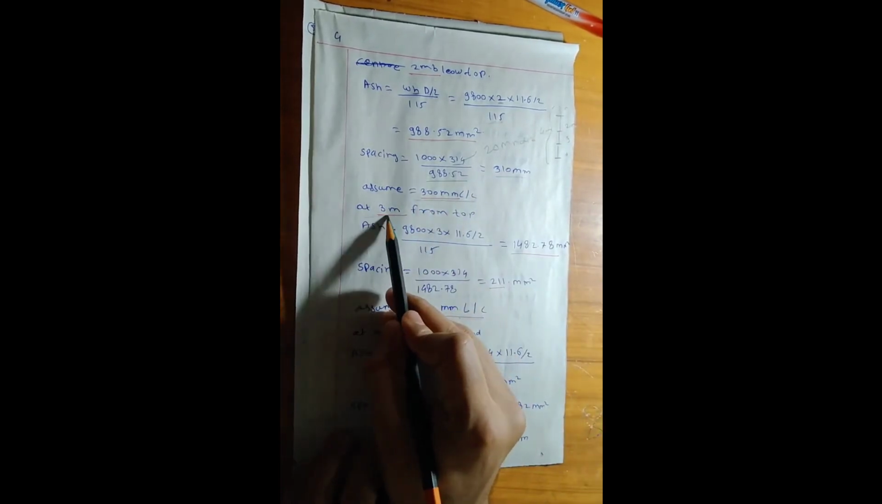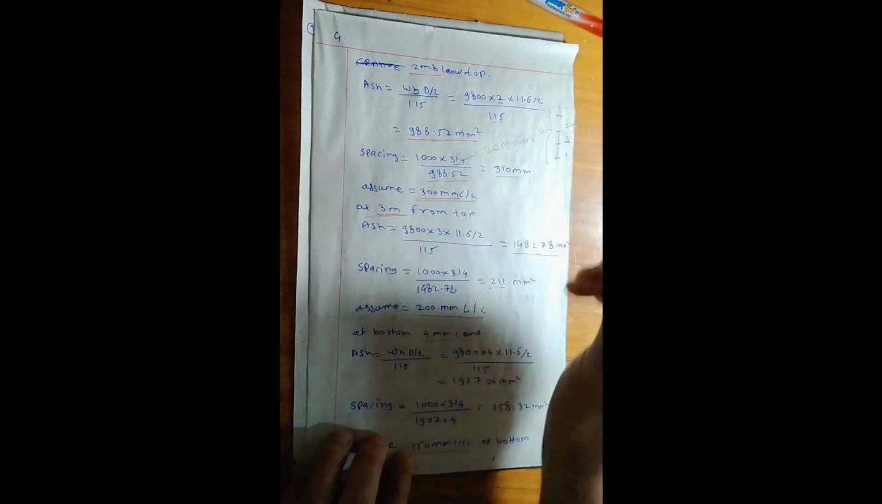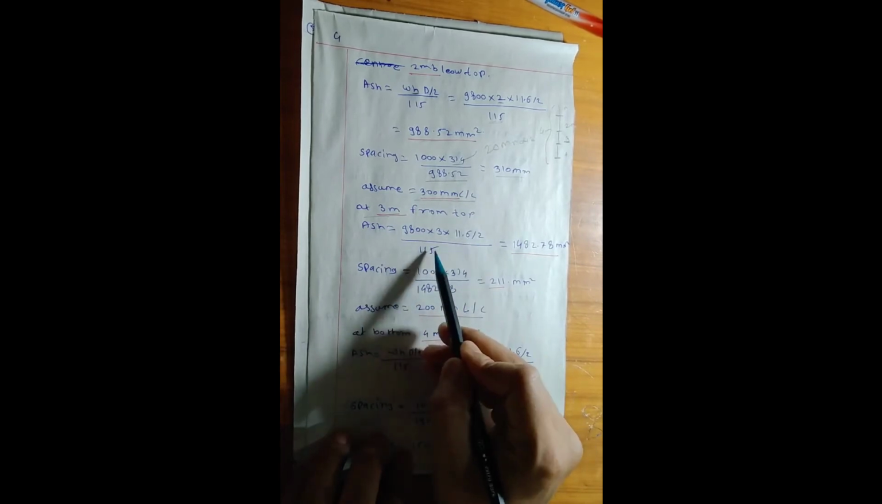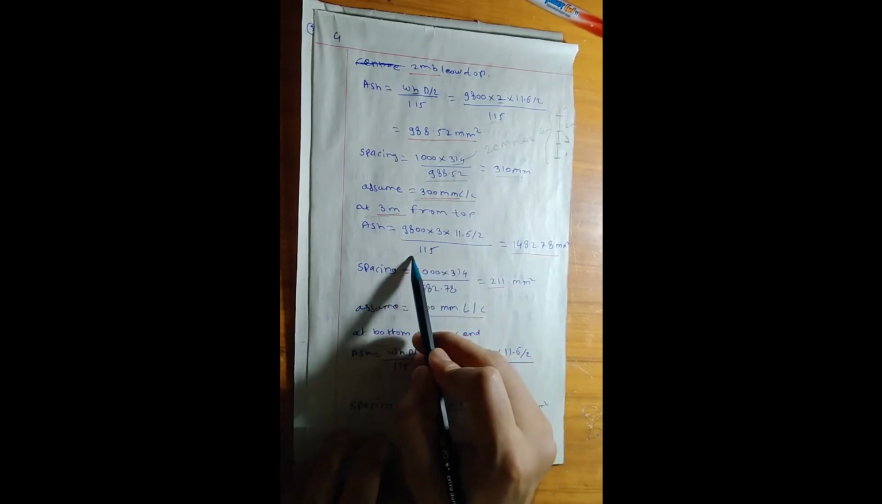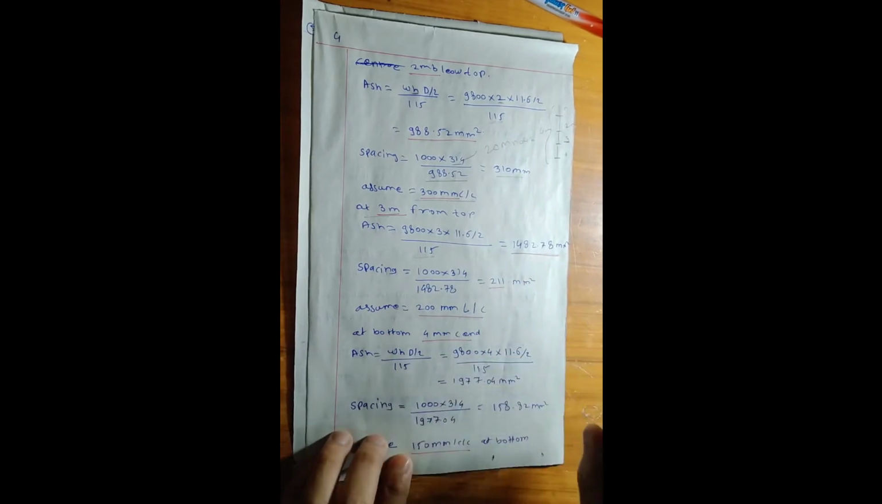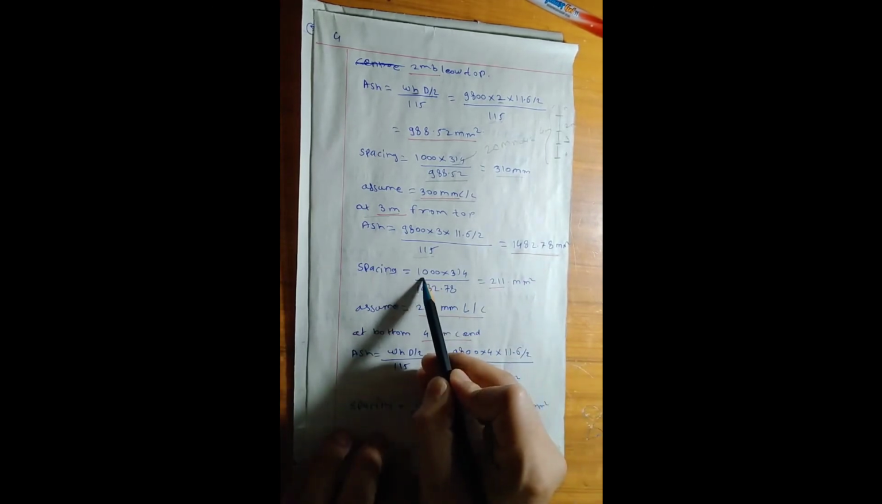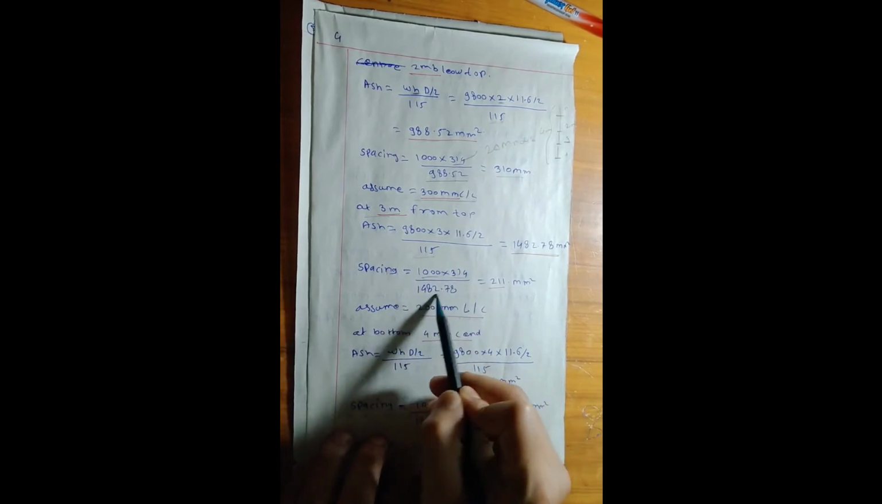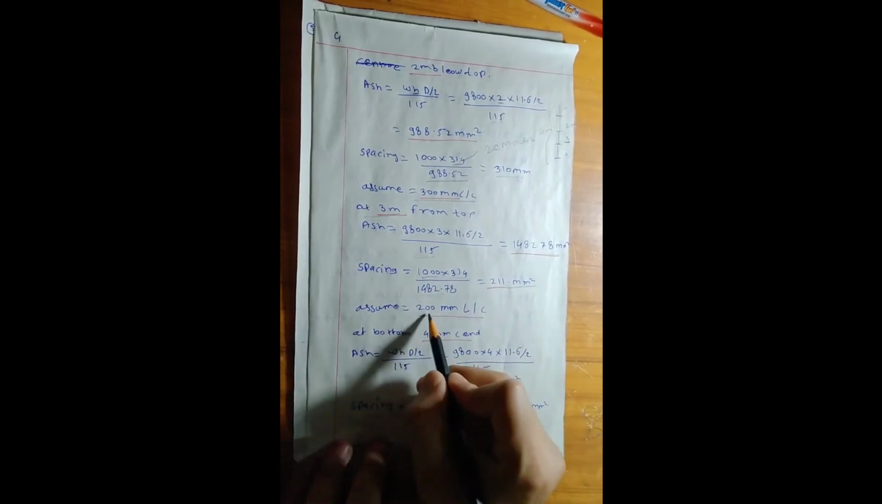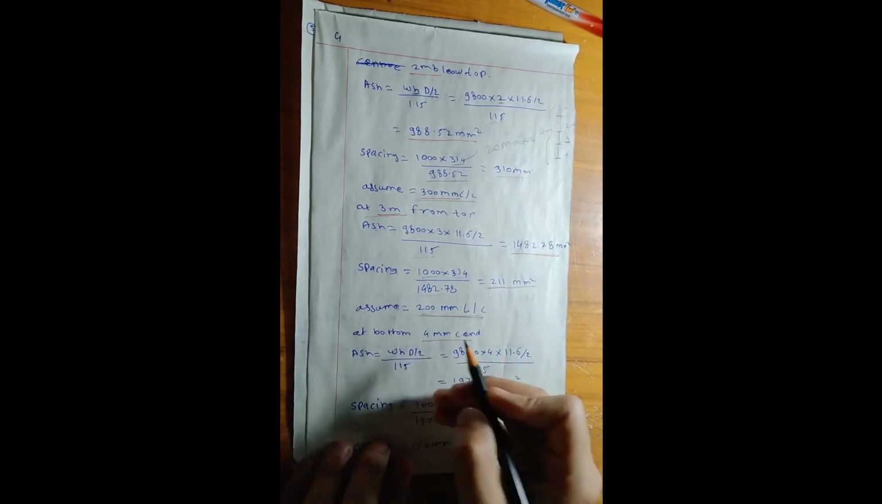Similarly, AST and spacing at 3 meter from the top. That means 9800 into 3, 11.6 divided by 2, divided by 115, gives 1482.78 mm square. The spacing is 1000 into 314 divided by this, which is 211. So assume at 3 meter from the top it is 200 mm.